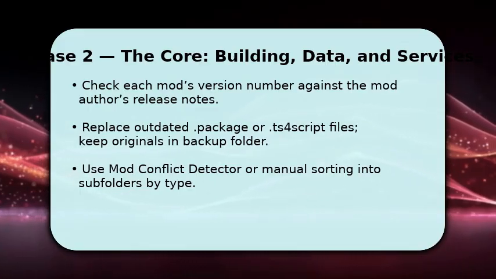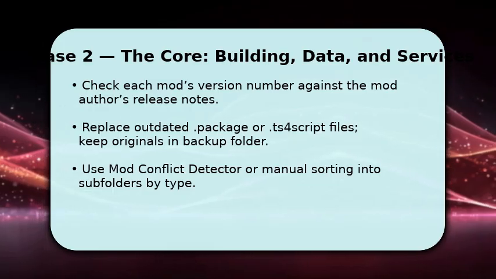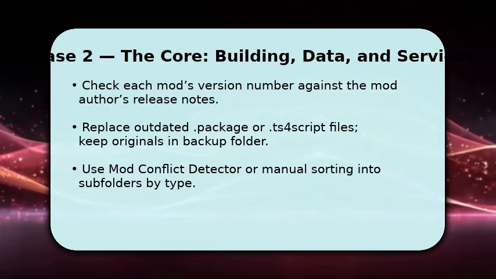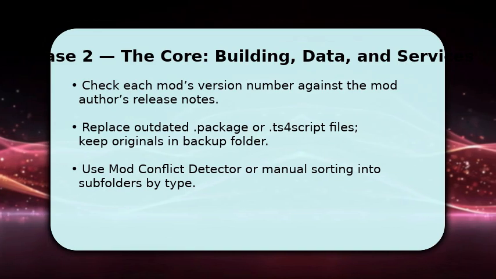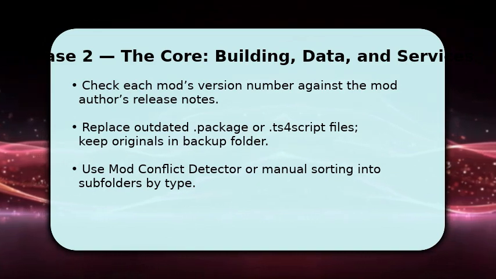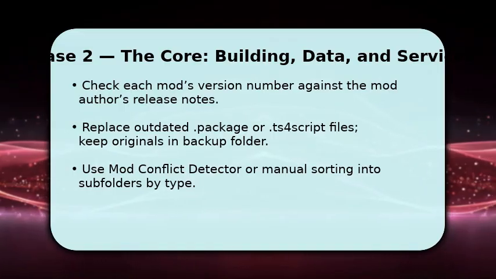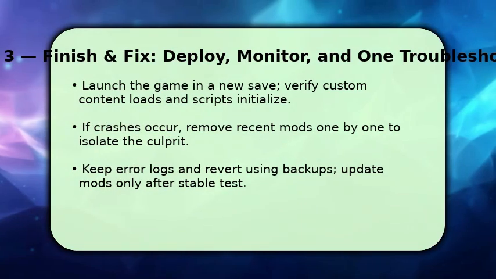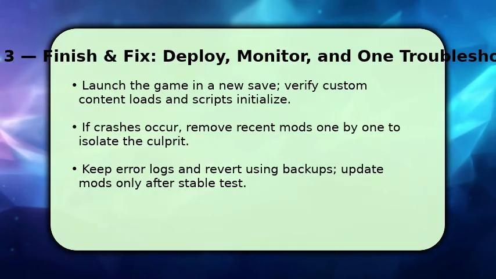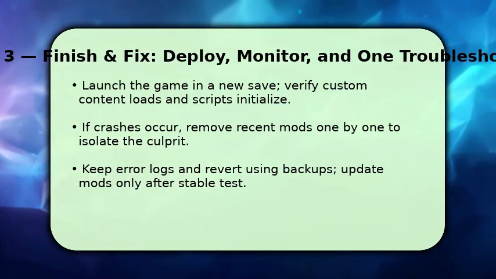If you prefer automation, run a conflict detector tool to flag overlapping resources. Otherwise, proceed with manual checks for duplicate mesh or finish by testing in-game. Create a fresh save, watch the loading screen for custom content notifications, and confirm scripts show up in mods.